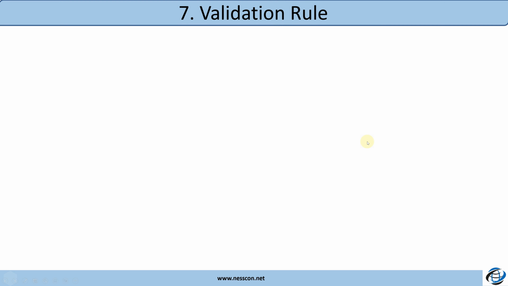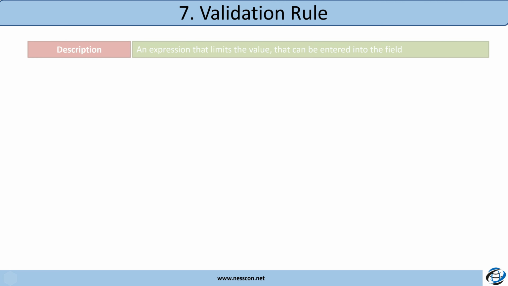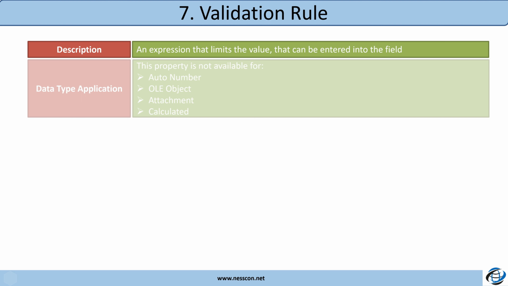Now we learn about the property validation rule. The description of validation rule is an expression that limits the value that can be entered into the field. This is a very important property. For example, you have a column where you do not want some ambiguous or very random value. You want it to be a limited value in that particular column. Then you can use this property to create a validation rule. This property is not available for auto number, OLE object, attachment, and calculated.